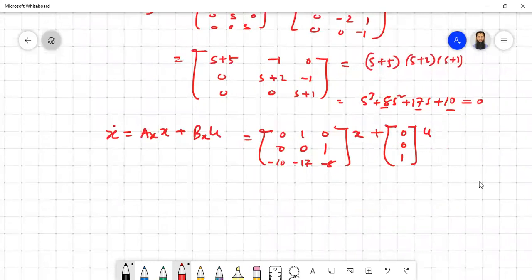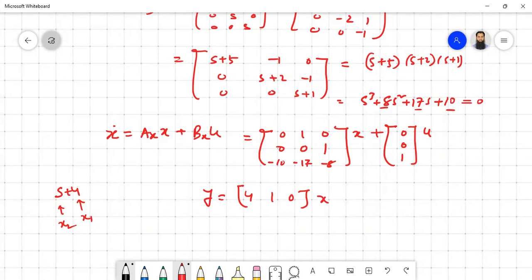what is your output? Output is same as before, and in the phase variable form, the output equation is only dependent on the numerator, that is s plus 4. And since there is no feedback, s plus 4 gives us basically, this is the constant, and this is the coefficient of x1, and the coefficient of s is basically the coefficient of x2. So basically 4 1 0 x.